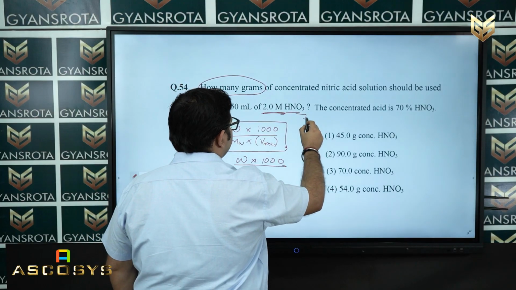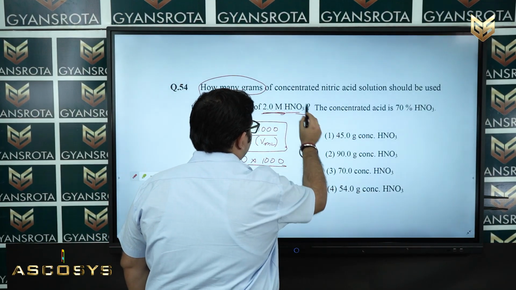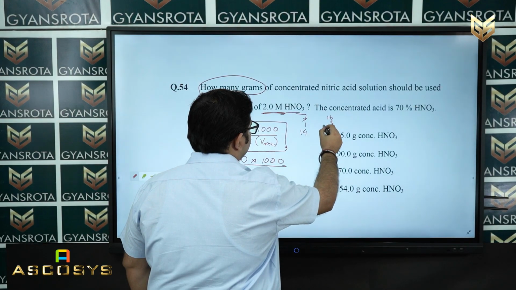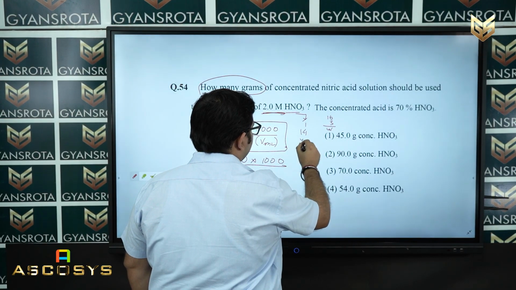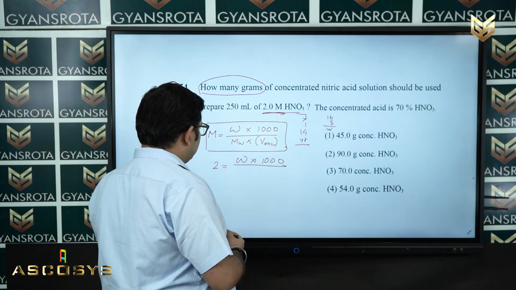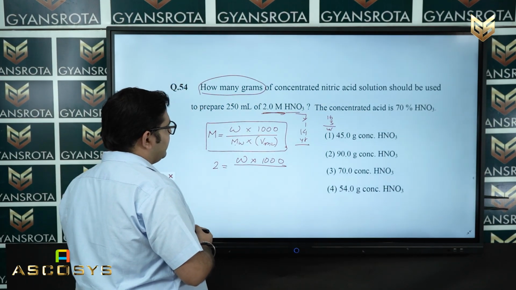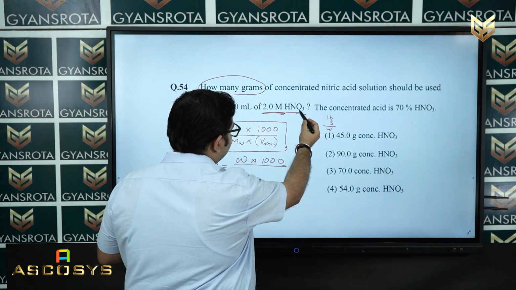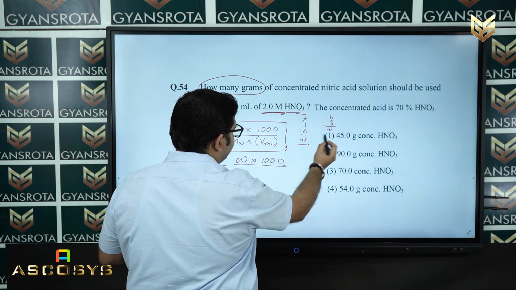For this you have to find it out. For nitrogen it will be 14, and for oxygen, 16 into 3 is 48. So if you see the molecular weight of nitric acid, it will be: for hydrogen 1, for nitrogen 14, and for oxygen, that is O3, 48.